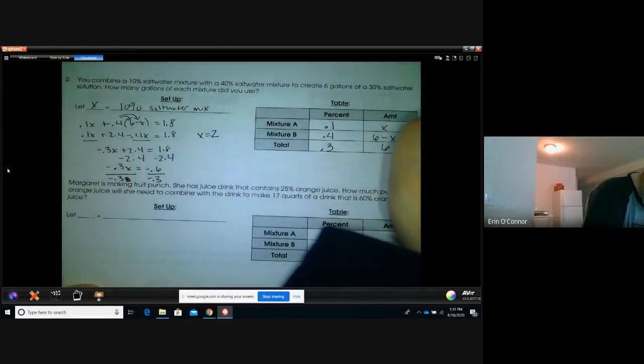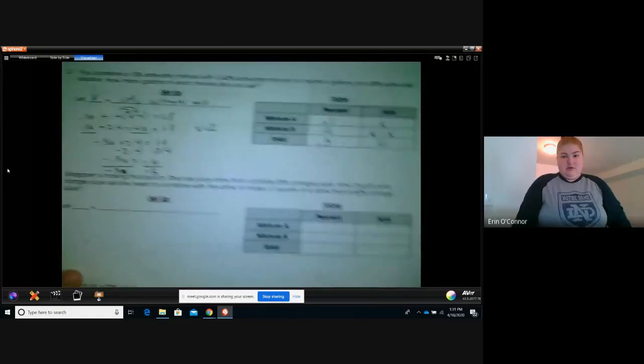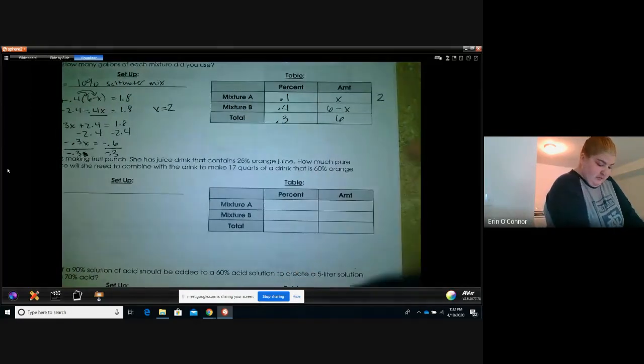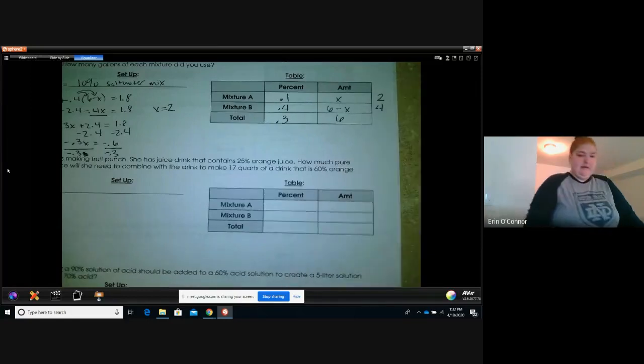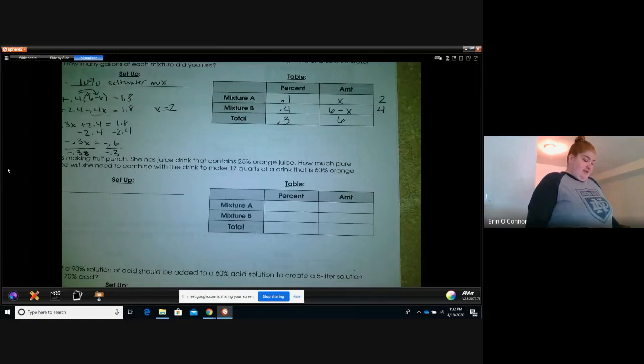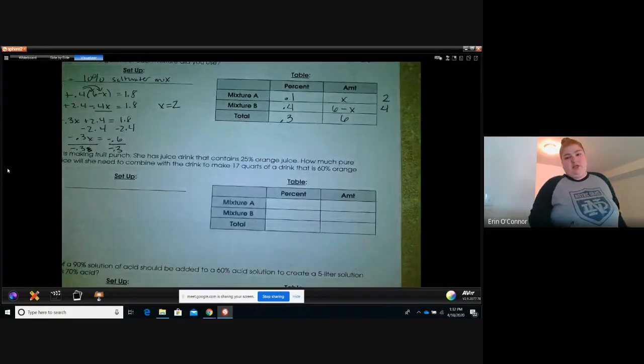So we're going to put a 2 in here. X is equal to 2. Now 6 minus 2 is 4. So I get 2 gallons of the 10% salt water mixture and 4 gallons of the 40% salt water mixture to make 6 gallons of the 30% salt water mixture.